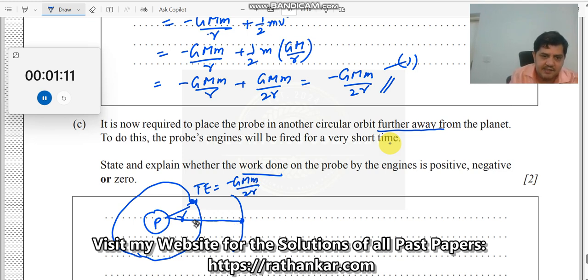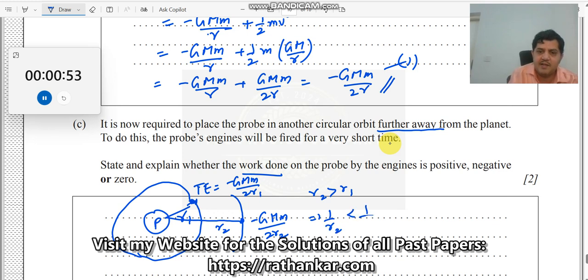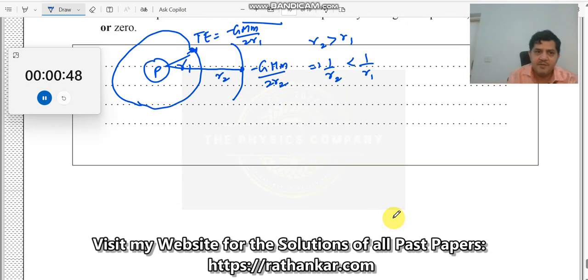If I consider this, let us say this is your R1 and this is your R2. So here what will be the case? The total energy would be minus GMm divided by 2R2 here. Now total work done. See, R2 is greater than R1, which implies 1 by R2 is less than 1 by R1, right? If I multiply this by GMm on both sides, what do I get? GMm by R2 will be less than GMm by R1.